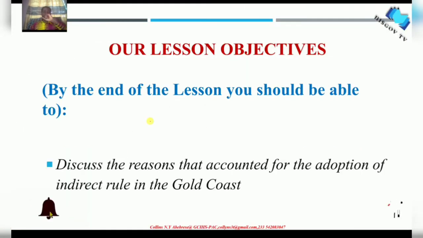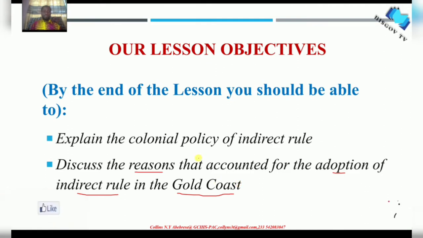So let's begin with our discussions for today, starting with our lesson objectives. Our lesson objective for today is quite simple. By the end of this lesson, you should be able to discuss the reasons that accounted for the adoption of indirect rule in the Gold Coast. So why the British decided to adopt indirect rule in the Gold Coast as opposed to direct rule. Why did they decide to choose the indirect rule system? The reasons are what we are going to look at, and then we will explain them well.